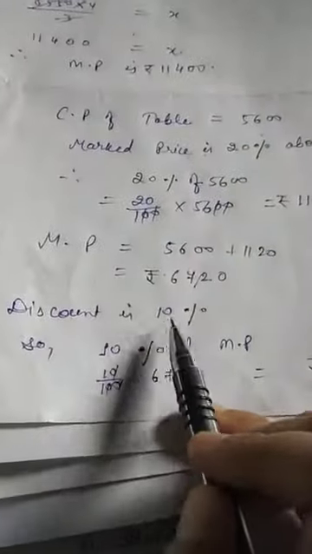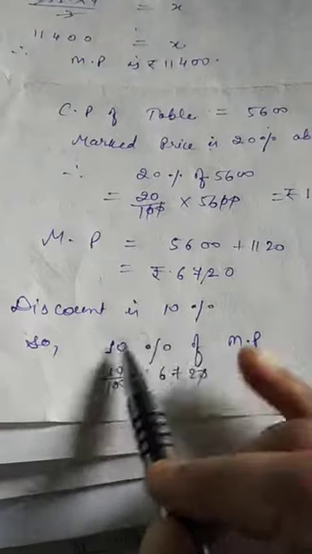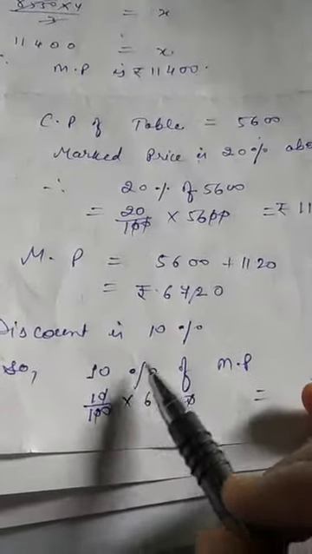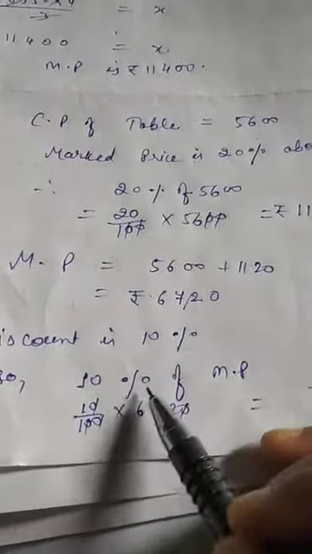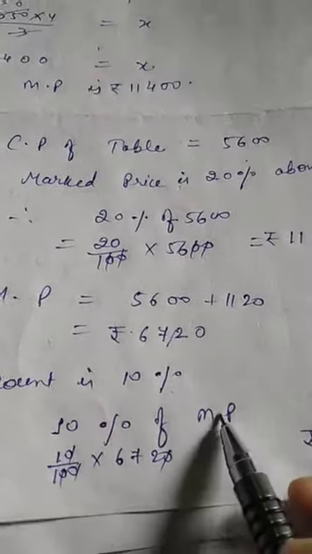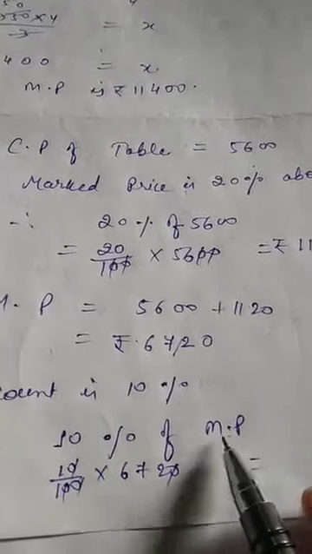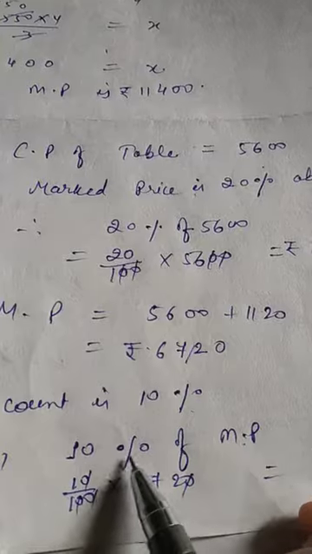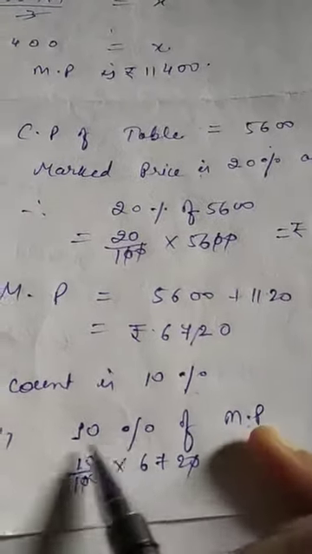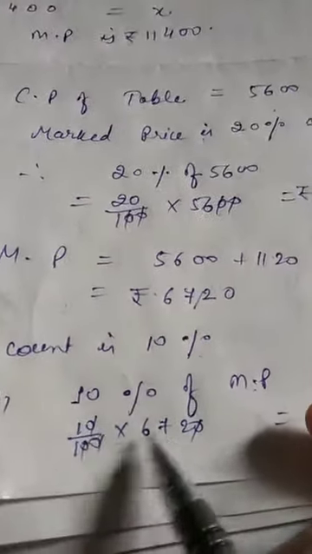But discount percentage is given 10%. So we can find out discount. We can change this percentage into rupees. I have told you 10% is always of MP, not SP. Always multiply the discount percentage with marked price. So 10% of MP is equal to 10 by 100 into marked price. We will get 672 is discount.